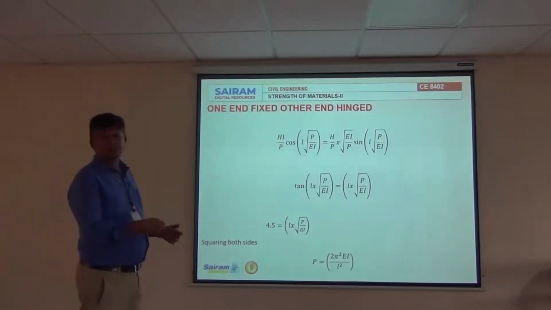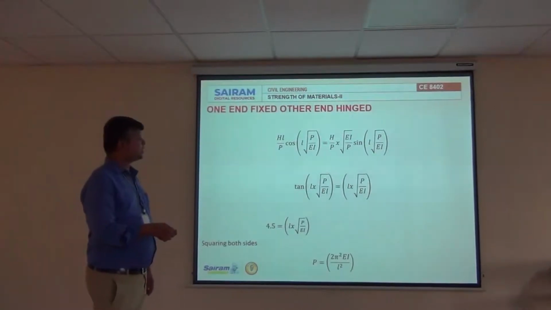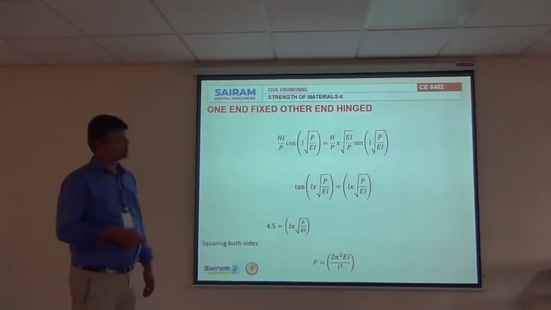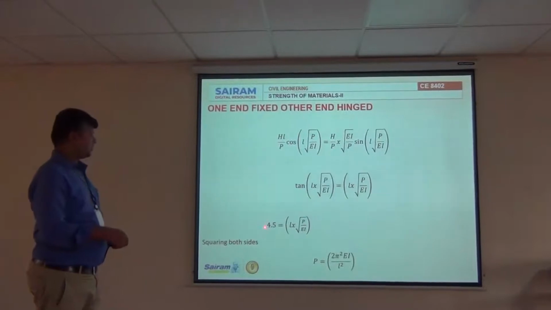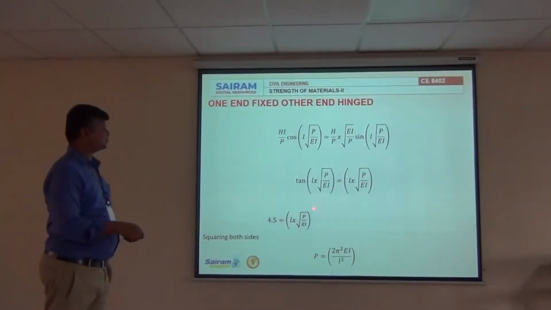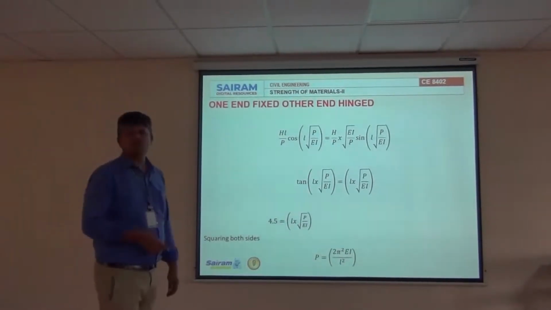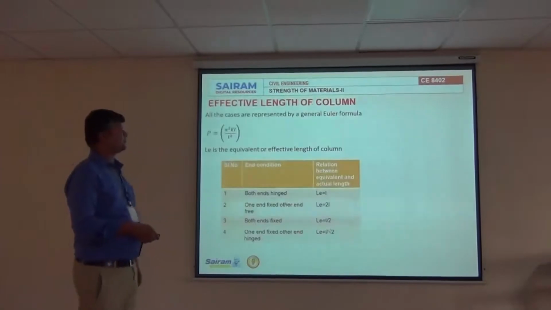So dividing the sin by cos, we have got the tan equation, tan L into root of P by A equal to L into root of P by A. So we have put it as 4.5 L into root of P by A. Now squaring both sides, we will be getting P equal to 2 pi squared A by L squared.